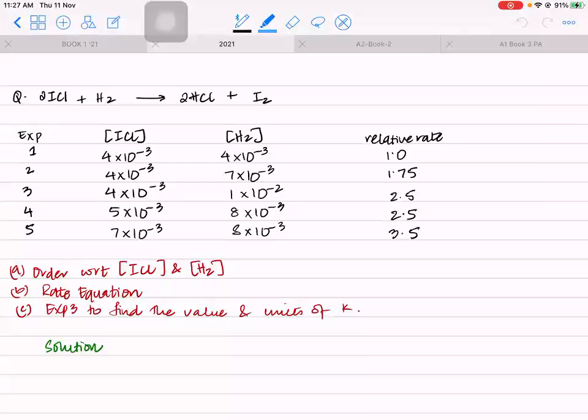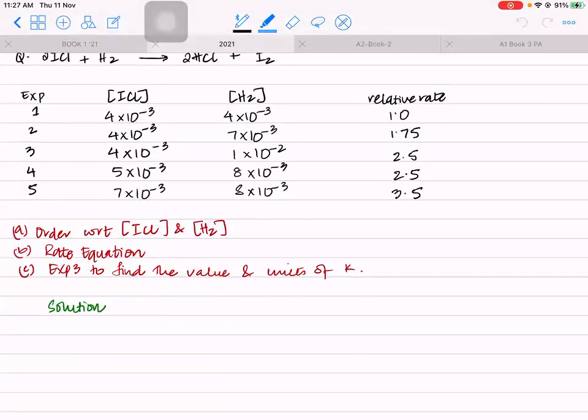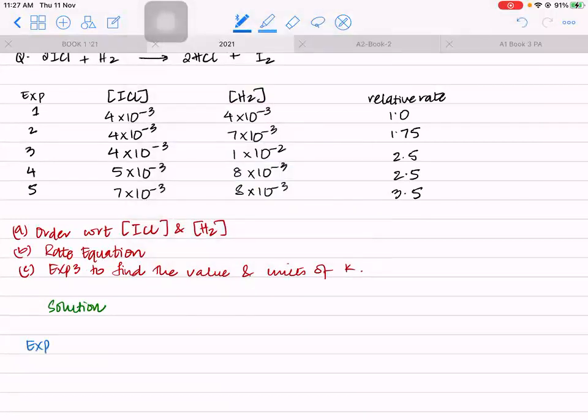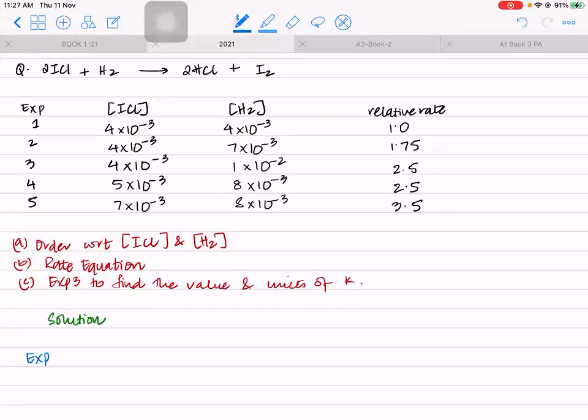So you need to find the order with respect to ICl and with respect to hydrogen. For ICl, you need to pick two experiments where ICl is changing concentration and hydrogen is constant. So let's pick two experiments. For ICl, which experiments should we take? Can we take 4 and 5, because ICl is changing and hydrogen is constant. So experiments 4 and 5 for the concentration of ICl.